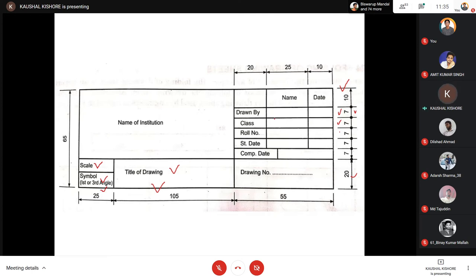Then in this section, you have to write drawn by with your name, with the date, then the class, and the completed date. So it may vary from class to class. Suppose the F1 batch will follow this type of title block, and then the F2 batch or F3 batch will follow the other type of block.